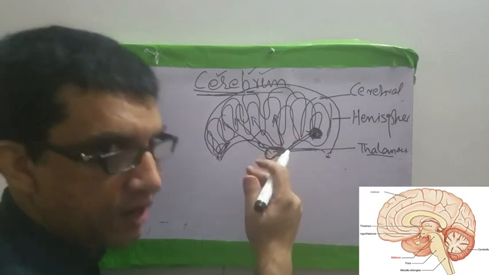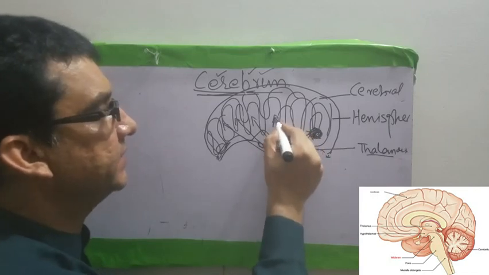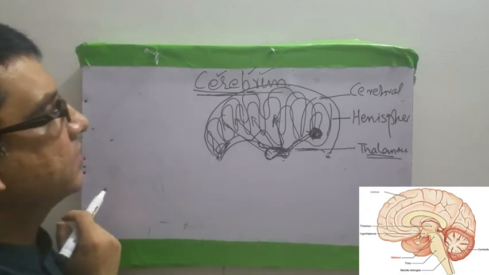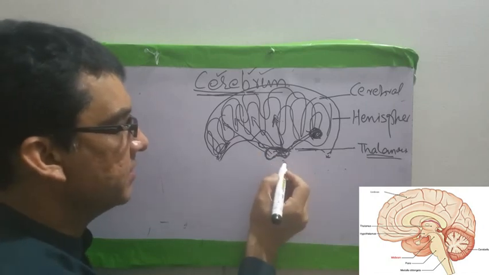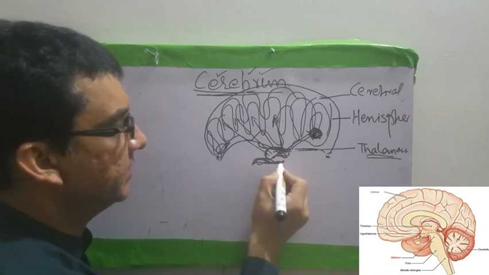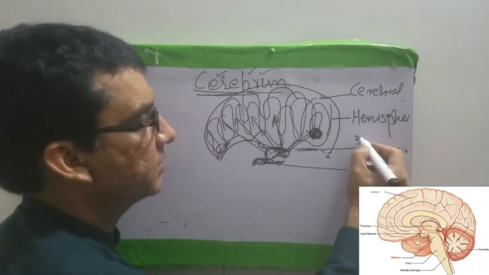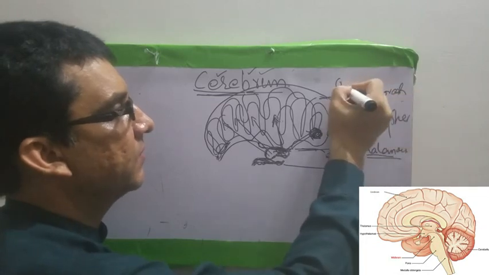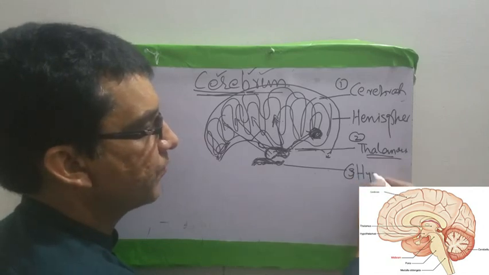It distributes different nerve impulses according to their center where they are analyzed. So this is about the thalamus and its function. The next part of the forebrain is the hypothalamus. Hypo means below, so in this region the hypothalamus is present. This is the hypothalamus, the second part of the forebrain. The cerebrum was the first part of the forebrain, and the third part of the forebrain is the hypothalamus.